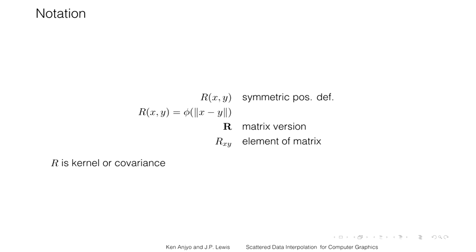Okay, so coming up, we're going to cover Gaussian process regression and radial basis functions. These are both kind of more powerful techniques. They're also closely related to each other. Now, in this, we're using this R as our kernel, and alternately, sometimes we use phi. It's indexed by distance between 2 points. If it's bold, it's a matrix, and R sub xy is an element of that matrix.